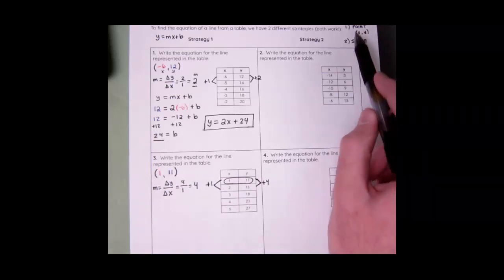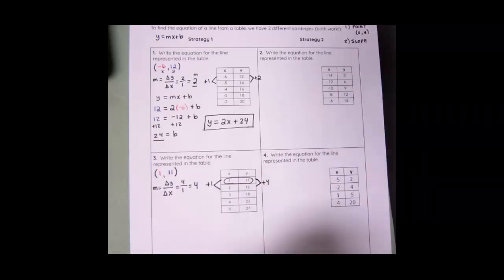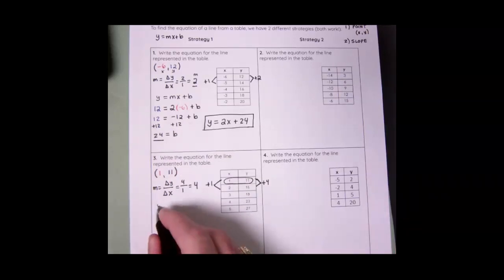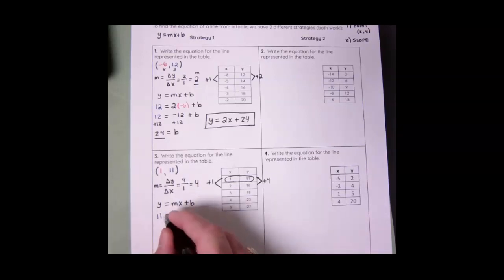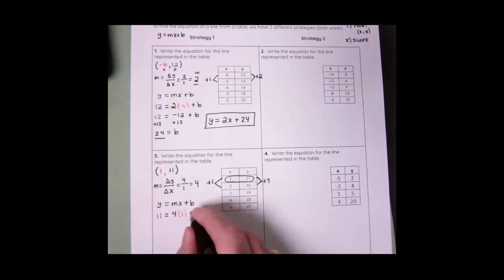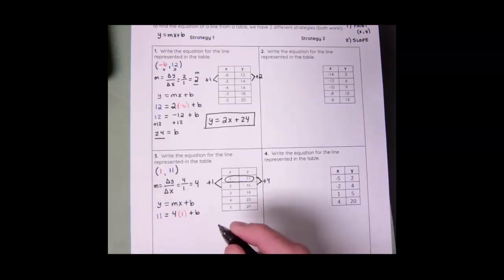So now I have my point and I have my slope. So now I'm ready to roll and I'm ready to plug these in to y equals mx plus b. So I would plug in my y, which is 11. Then I would say equals, and my slope is 4. And then I would plug in my x value, which is 1. Then I would continue to write plus b, because I don't know b yet.